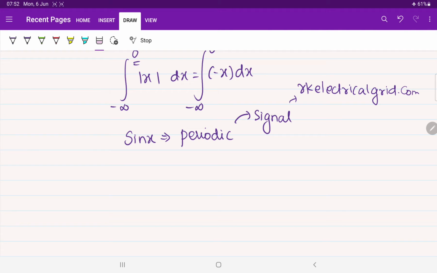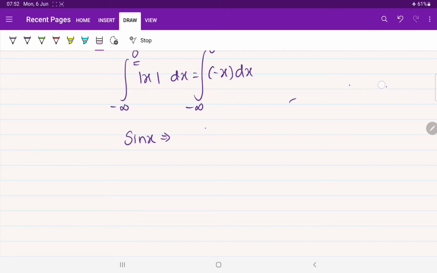Fine, sir, so let us continue. A sinusoidal signal is always a periodic signal, and it will always be repeating itself between 0 to 2 pi.